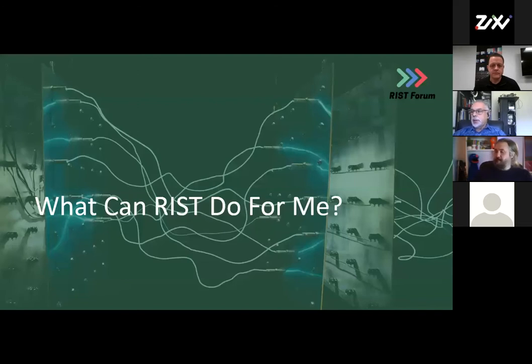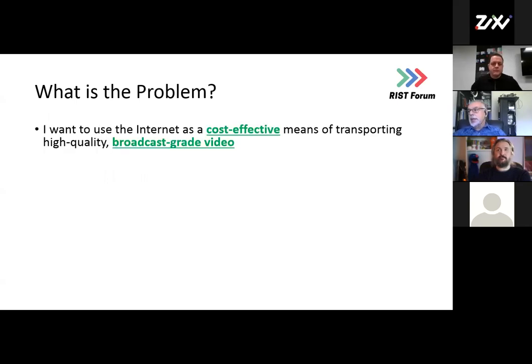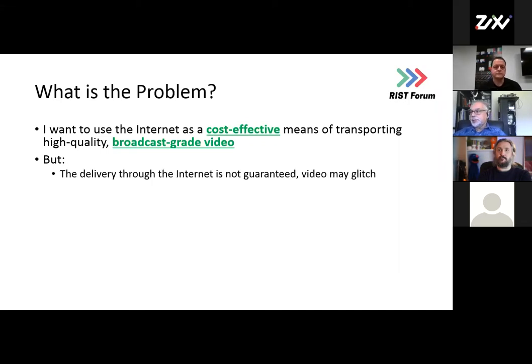So let's start with what RIST can do for me. What's the problem we're trying to solve here? I want to use the internet as a cost-effective means of transporting high-quality broadcast-grade video, because the internet's there, I'm already paying for it. So it moves bits. So can I use that for broadcast? Now, there are many buts here. What are the challenges to that?